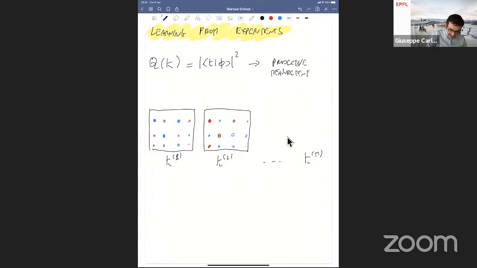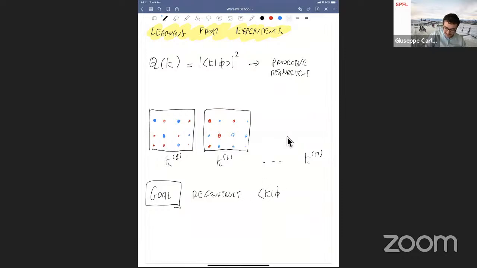Now, what is the goal then? So the goal now, in my neural network approach, is to reconstruct. It's not to find the ground states of anything, because in principle I don't have any Hamiltonian here. I just have a wave function. So the goal is to reconstruct the wave function.